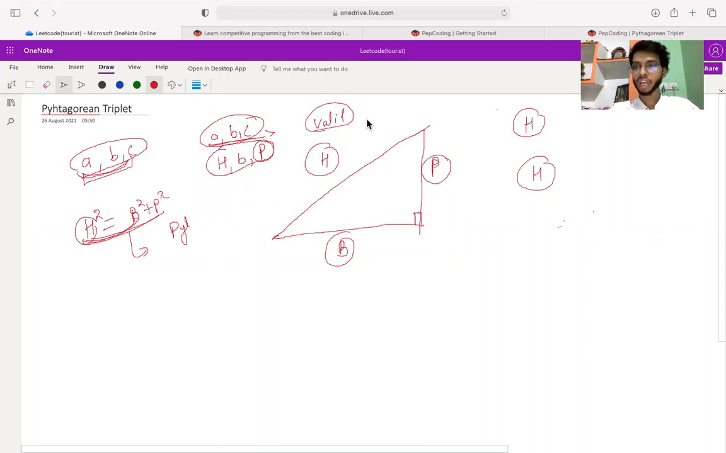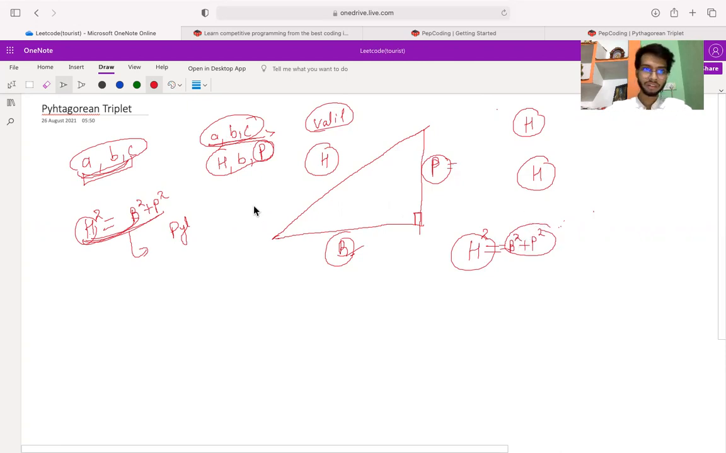So how are we going to identify that? Firstly, we know that our hypotenuse is always greater than both the base as well as the perpendicular. So what I'll do is simply find the maximum of these three values. After finding it, I'll check whether this condition is valid or not, that is, h square is equal to b square plus p square or not.